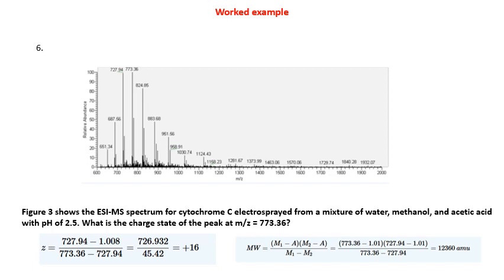Using the equation, m1 minus m2, and A is the mass of the proton, 1.01, you will get the value 12360 atomic mass units, that is the mass of the cytochrome C molecule. In this way you can easily calculate the charge of your analyte and the molecular weight. For that you have to take two successive mass values, their difference, and using this formula you can calculate the molecular weight and also the charge state. Thank you.